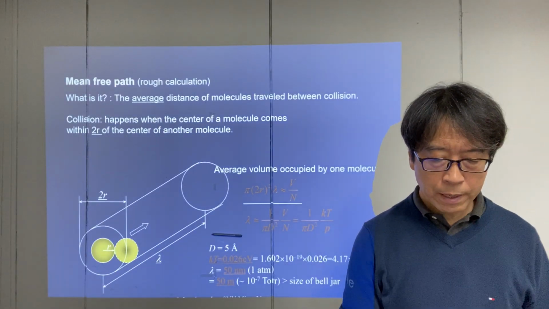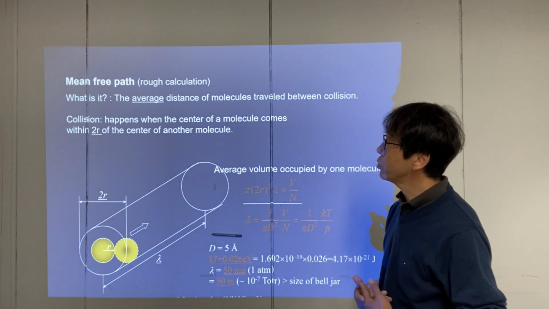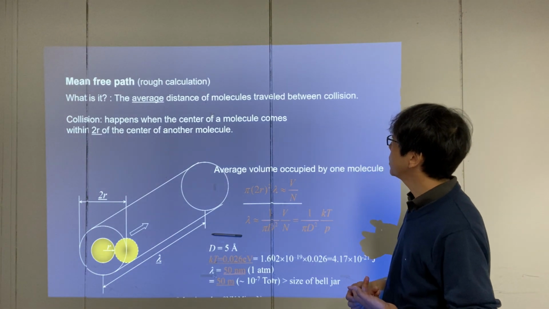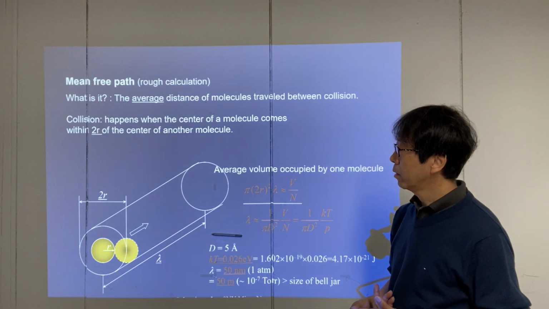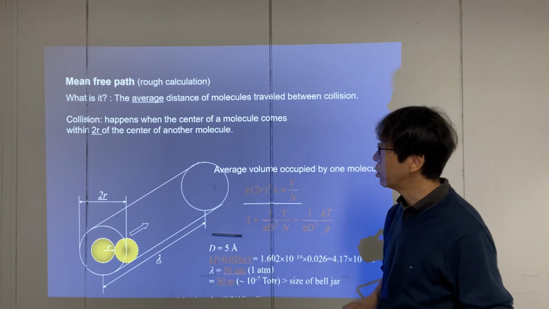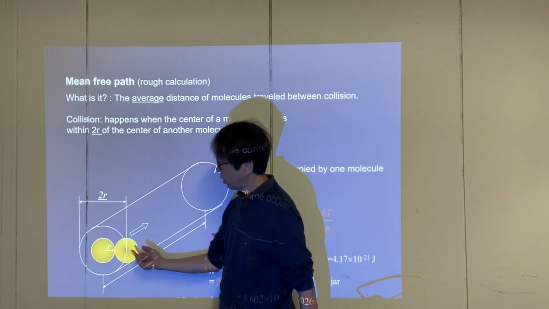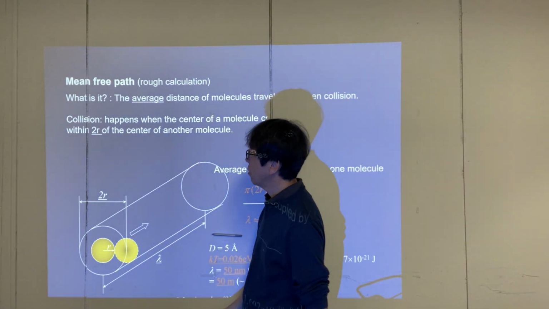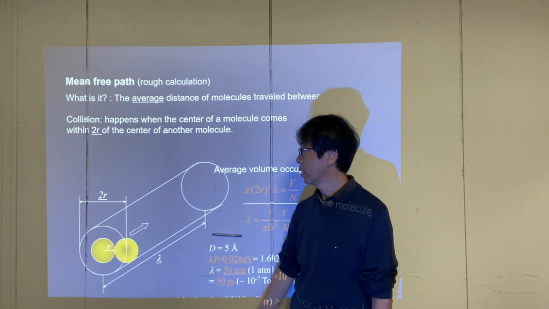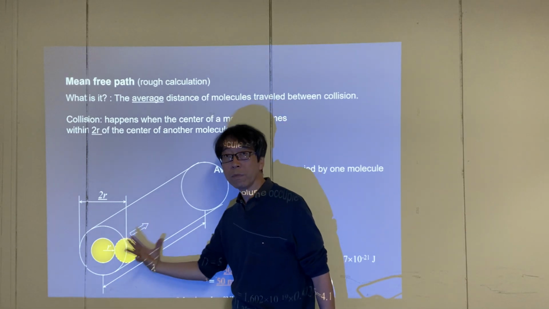So what is mean free path? Well, we can try a rough calculation. It is the average distance molecules travel between collisions. In this calculation, you can assume that a collision occurs when the center of one molecule comes within twice the radius of the central molecule. That makes sense, right? This is the typical collision with maximum volume.